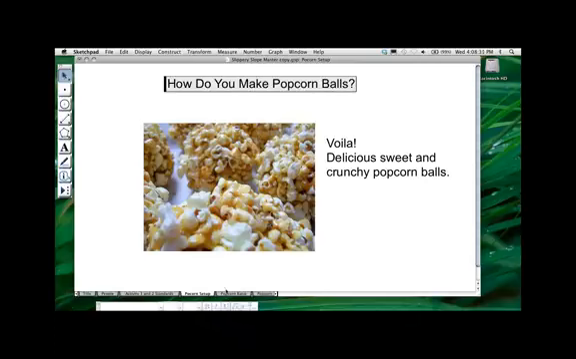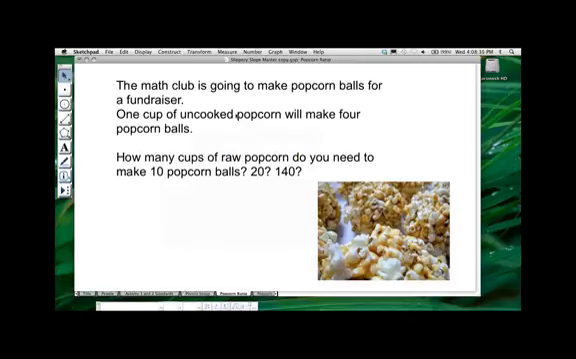In my context here, the math club is going to make popcorn balls for a fundraiser to make money. And in their recipe, 1 cup of uncooked popcorn, that is a tongue twister, will make 4 popcorn balls. The question we want to answer is how many cups of raw popcorn will we need to make 10 popcorn balls, or 20, or 140, or however many we need to sell to make enough to go on our math club field trip.